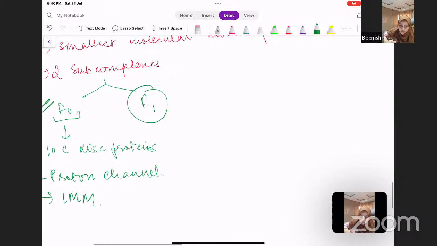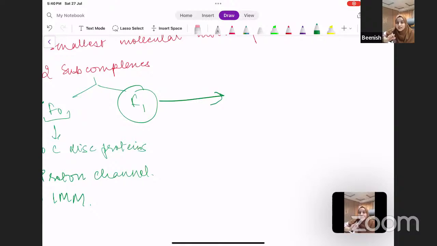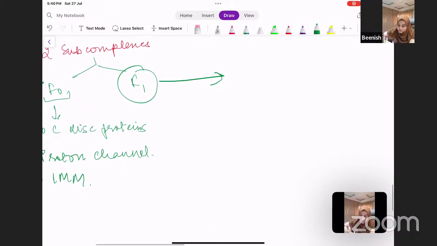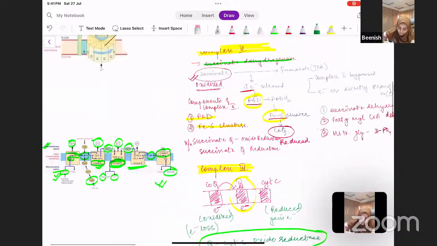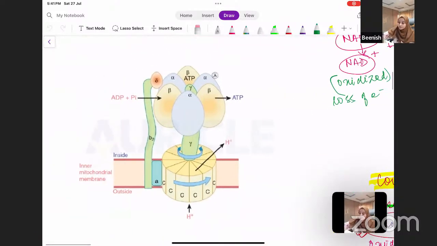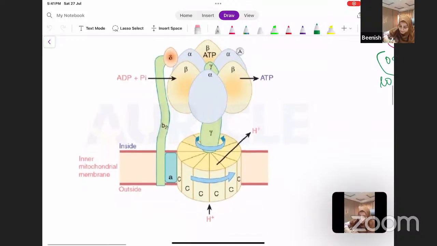Talking about F1, it is tightly bound to F0 and protrudes into the matrix. It is connected to F0 via its gamma subunit. I'll show you the picture, and it will become more clear. Your F1 is made up of 9 subunits. What are those subunits? 3 alpha, 3 beta, and 1 each of gamma, delta, and epsilon. If you see the diagram, it will become clearer. So this is your complex 5.